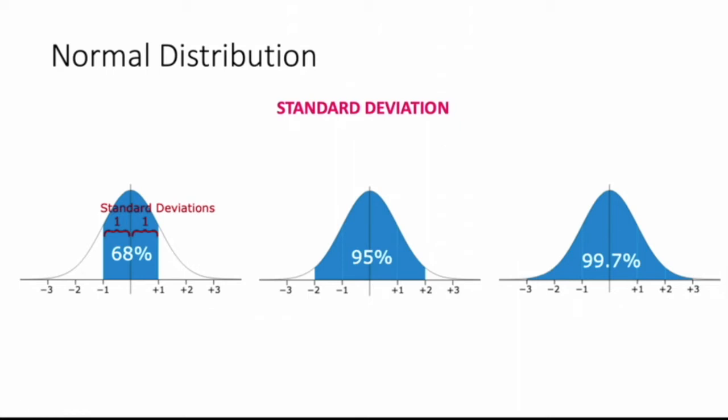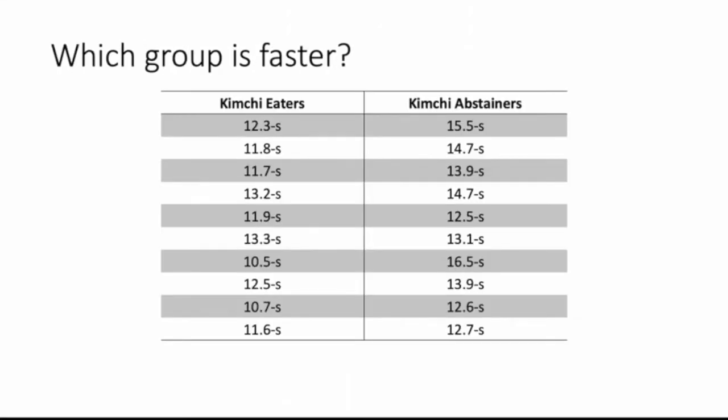So let's try to translate into a more practical or concrete example. So we have a data set here. This compares 2 independent groups, people that eat kimchi and people who do not eat kimchi. So kimchi eaters and kimchi abstainers. And we want to know which group is faster in a race.